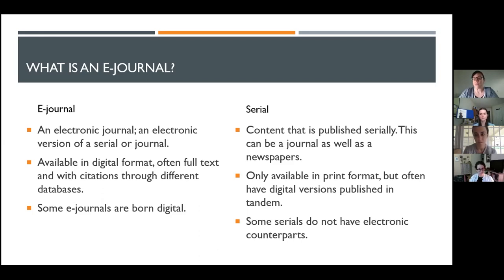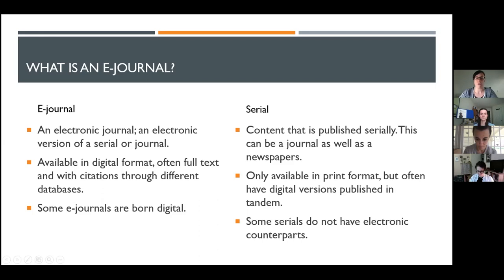And sometimes these serials don't have electronic counterparts. So if you're looking for a journal in the catalog, some journals don't necessarily have digital versions of those. That's something to keep in mind when you're searching. A lot of them do, probably most of them do. The ones that don't are often just very specialized, and you would need to actually go into the catalog and try to find that.